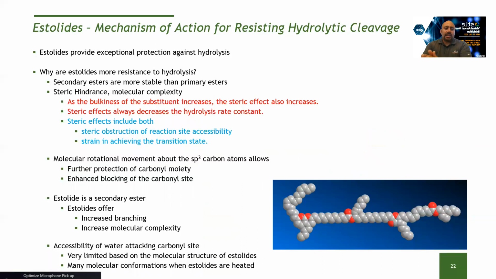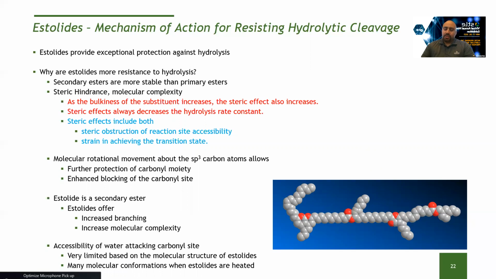With this slide, Estolides provide exceptional protection against hydrolysis. But why are they more resistant to hydrolysis? So I did some molecular modeling computations, and you can see a picture down here showing a generic structure of an Estolide. As I said before, Estolides are secondary esters, and secondary esters are more stable than primary esters. There's some steric hindrance, molecular complexity. As the bulkiness of a substituent increases, so does the steric effect as well.